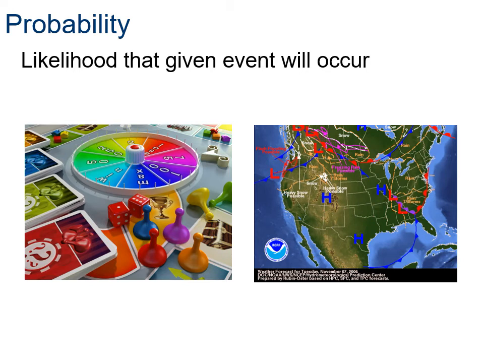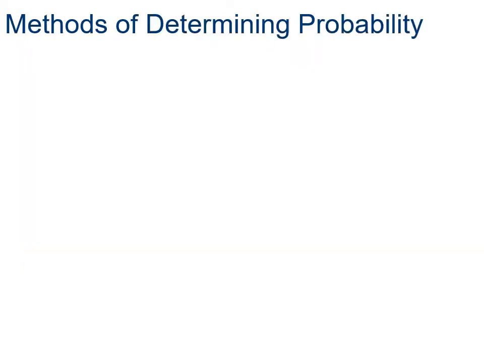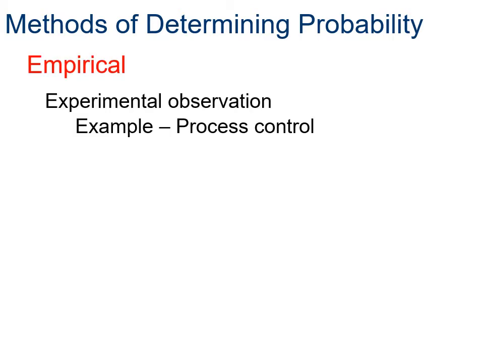Today's lesson is on probability, which is the likelihood that a given event could occur. And that could be rolling a die, spinning a spinner when you're playing a game, flipping a coin, or even the chance that you may get rain or sunshine on a given day. There are three methods of determining a probability. And very often we'll blend these different approaches.